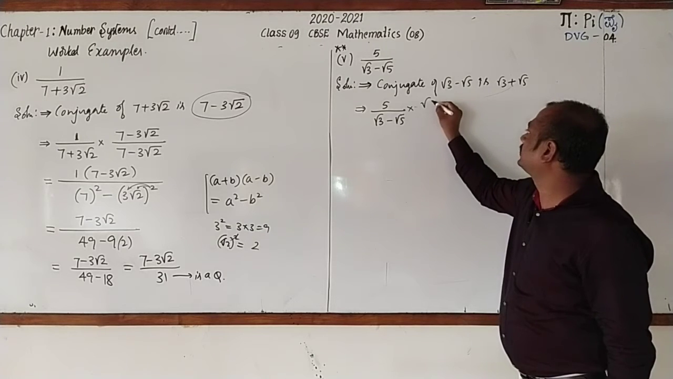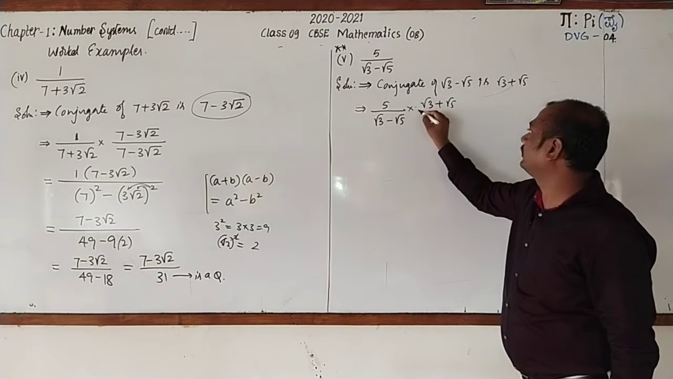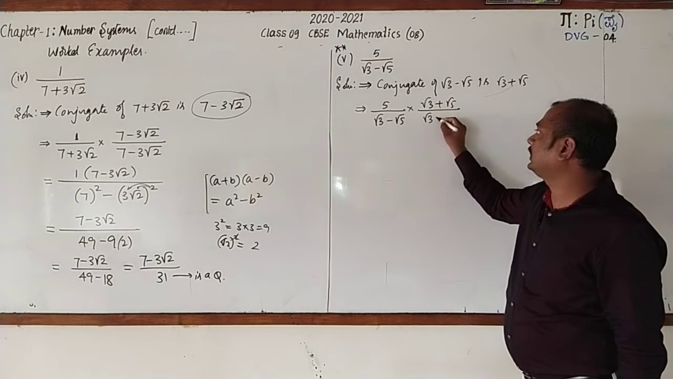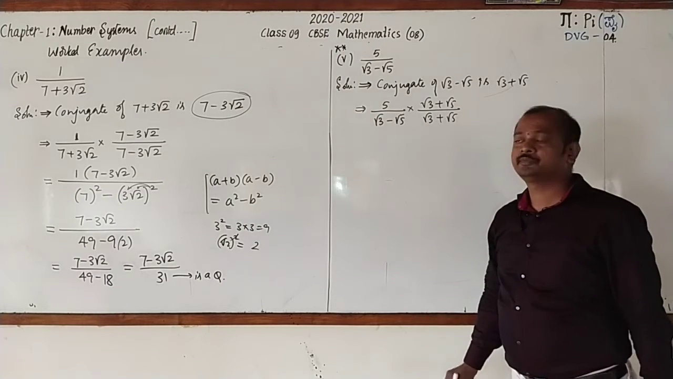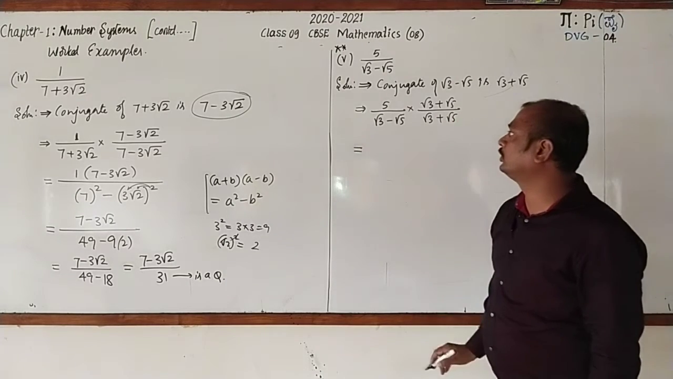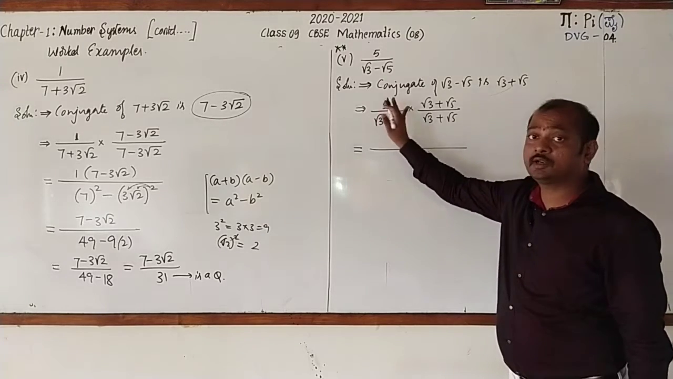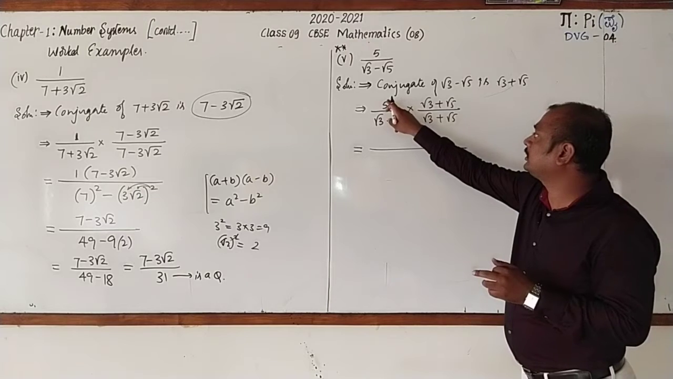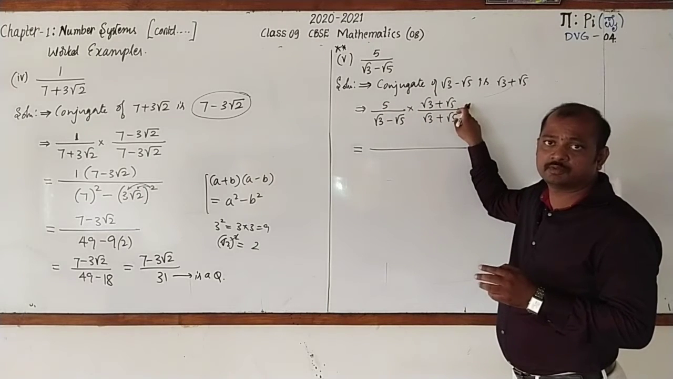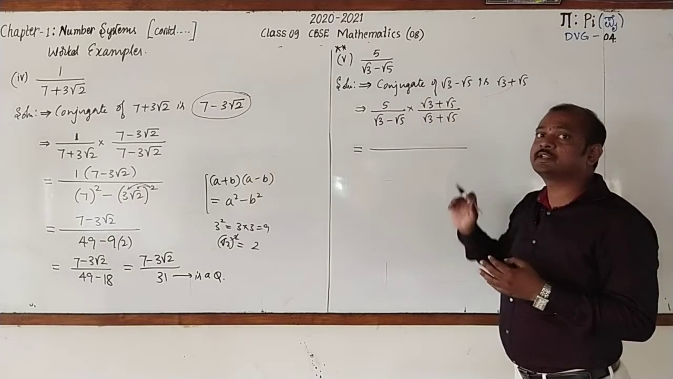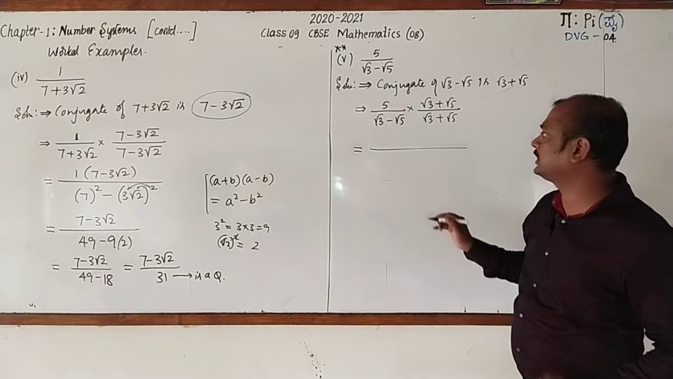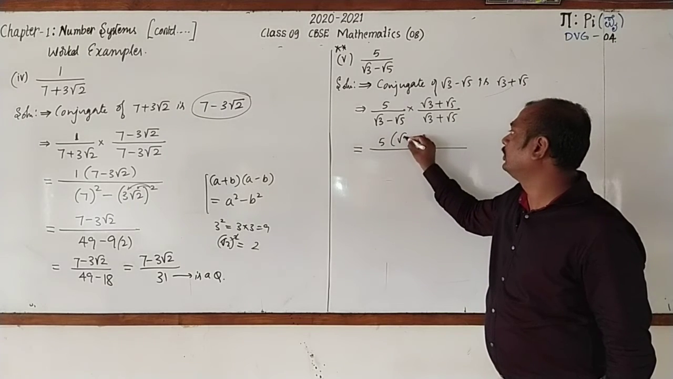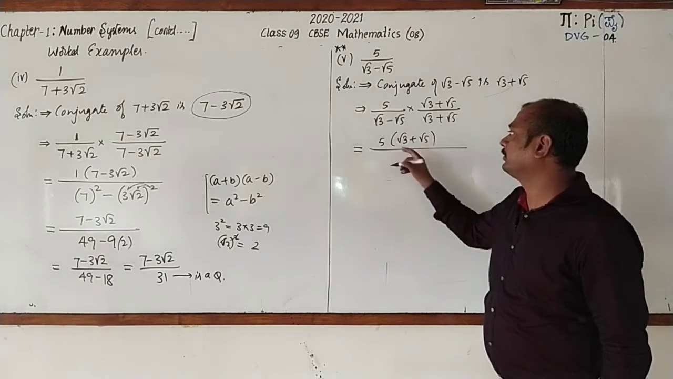For it is (root 3 plus root 5) whole divided by (root 3 plus root 5). Next, this is equal to the numerator. As I said, don't go for multiplying the numerator term 5 with both the terms, because at last there is a chance of cancellation. You just keep that as it is: 5 into (root 3 plus root 5).